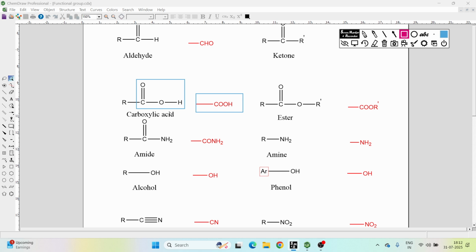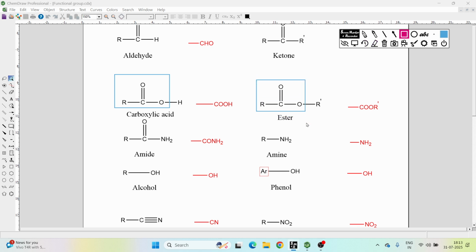Similarly, we have a derivative of carboxylic acid. We call it an ester, where the functional group is this group, COOR. Though we write R dash, just say it as COOR, where R or R dash is an alkyl group. We will discuss it in a short time. Now where is this functional group? You can see it here. So what is common between these two? The common part is this part. See here, this particular part is common.